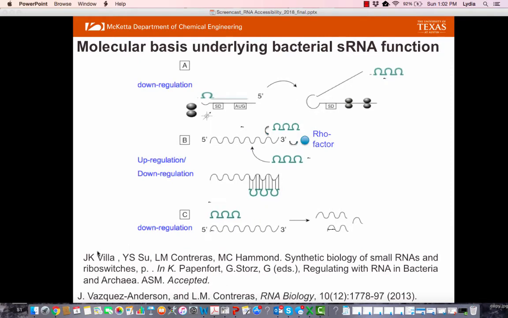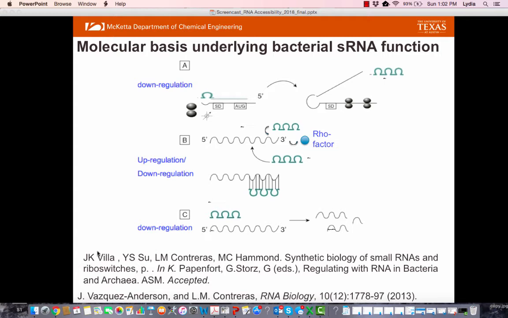At the molecular level, bacterial small RNAs can perform a number of functions by targeting cellular mRNAs. In this cartoon, bacterial small RNAs are represented by blue squiggly lines, and bacterial mRNAs are represented by a black squiggly line. As shown in panel A, they can downregulate mRNA expression by binding and blocking the ribosome binding site. Here they block the Shine-Dalgarno region.